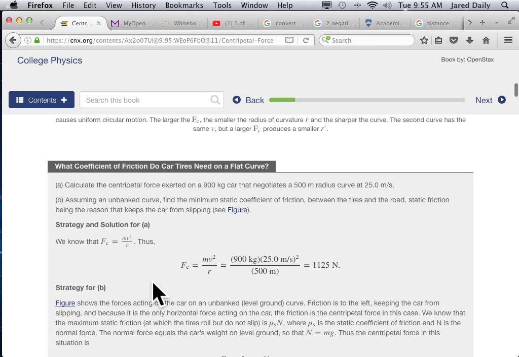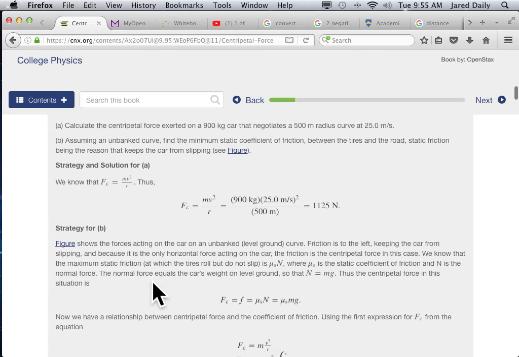But in this case, we're just going to use the previous equation to calculate the centripetal force needed to turn a car. We'll start off with this one, then we'll go to something a little more advanced. So we have a car right here, it's a 900 kilogram car. It's going 25 meters per second on a 500 meter radius curve. We want to know how much force is needed to turn this car. Why would that be important? Who would want to know this information?